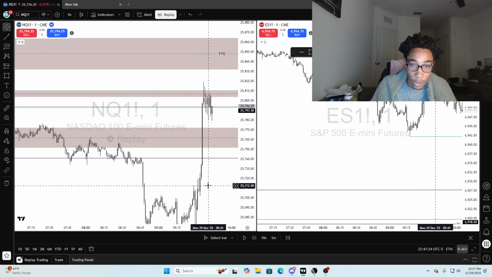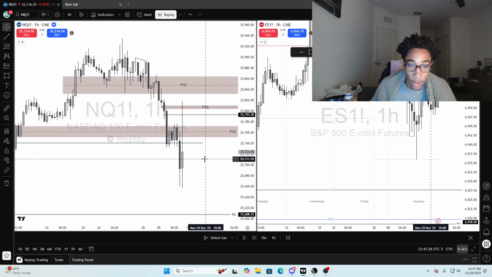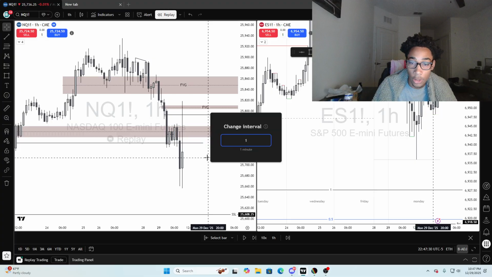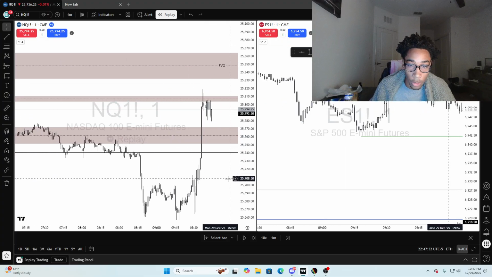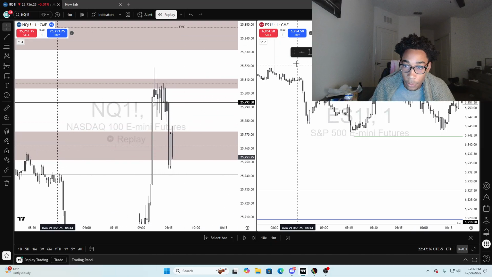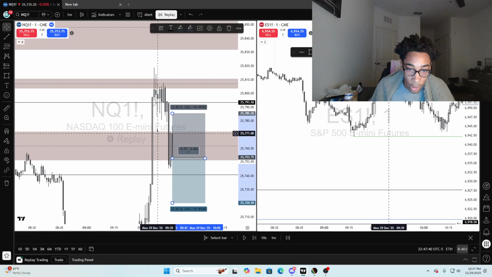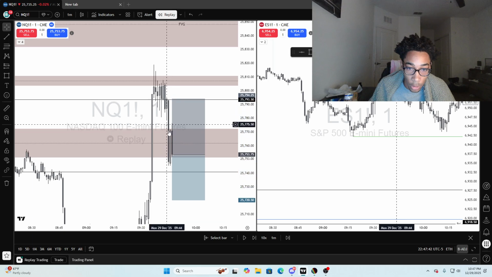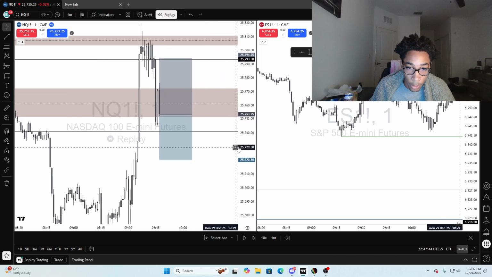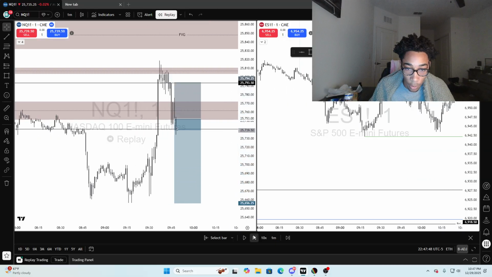Because guess where we got? We took out these highs into this 1 hour gap, right? So I'm like, okay, this is nothing but manipulation. So what do I do? I look for a little break to the downside here. Enter off of this, tracing to this 1 minute right here, and then whatever. And I'm targeting down to here.